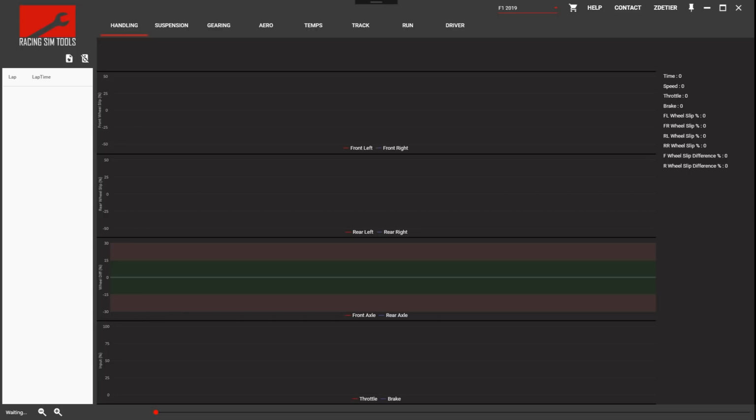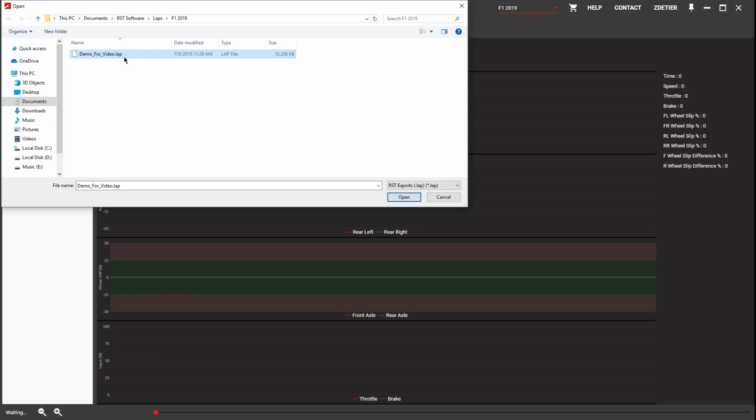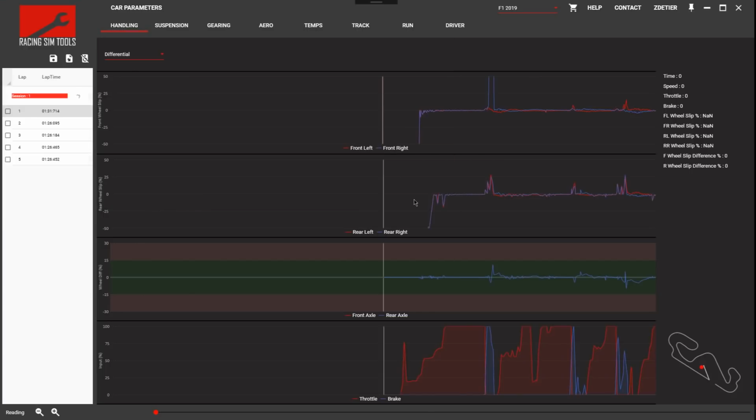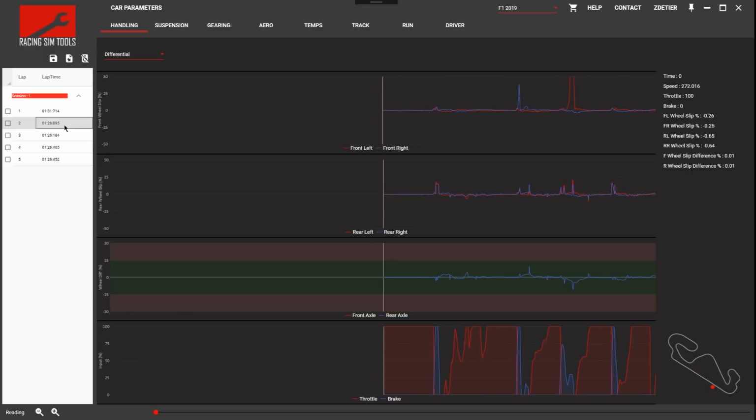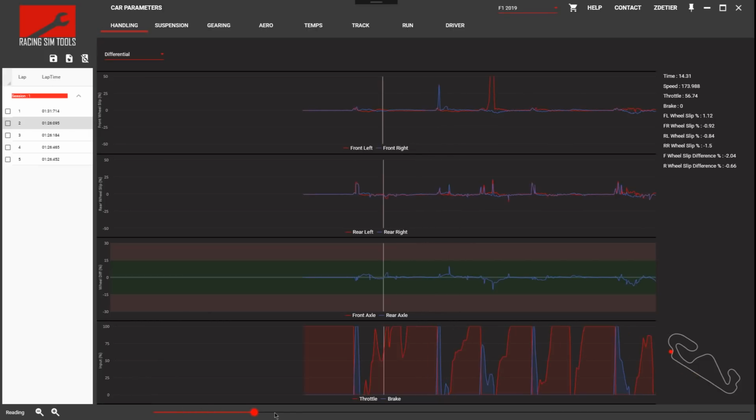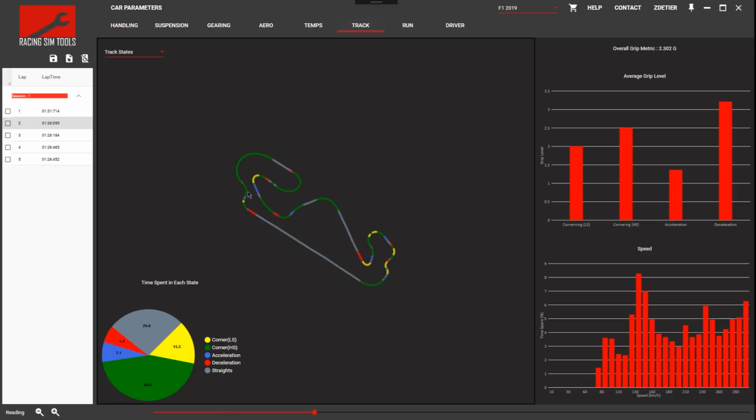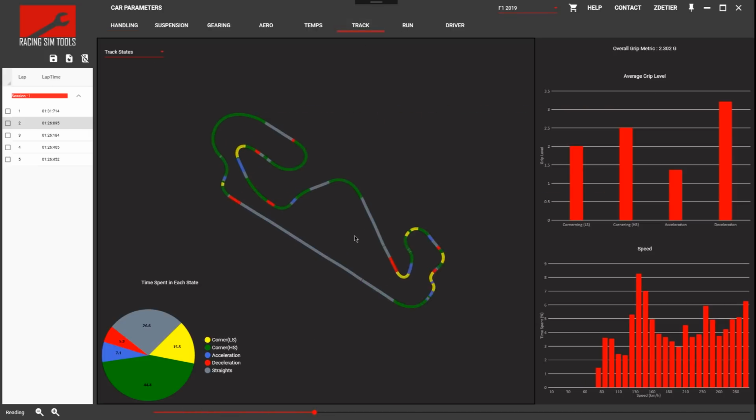So the first thing that we need to do is come in here and load a lap. I already collected data. I drove Formula 1 2019 at Catalonia because I like this track a lot. So I have some test data here. I'm just going to open it up and it's going to load up. And then I'm going to select my fastest lap, which was a 26 flat. And then the first thing I'm going to do is navigate to track. And this is going to load up the track stats.